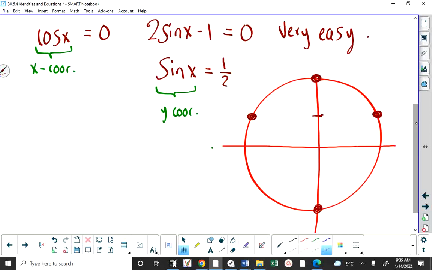Can you let me know, Reagan, does it say 0 to 2 pi radians? Okay. So we're going to start at 0 and we're going to rotate to all of these angles. How many radians to there? How many radians to here? How many radians to here? And how many radians to there?